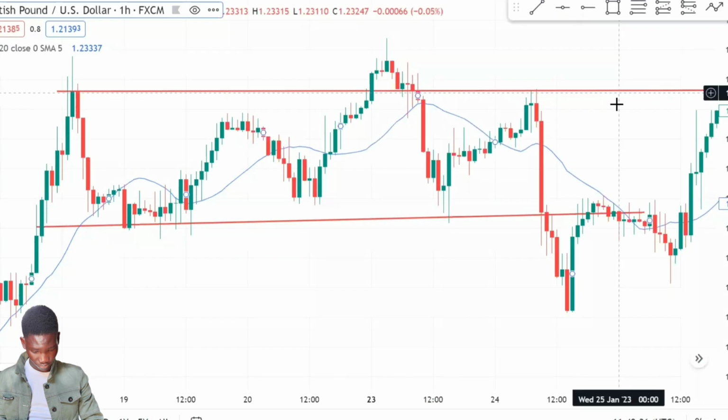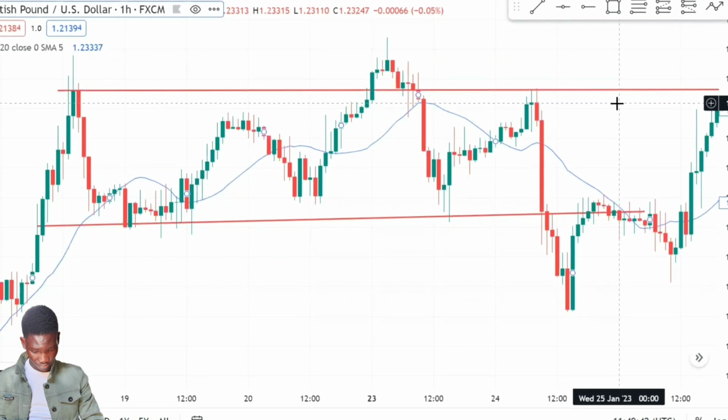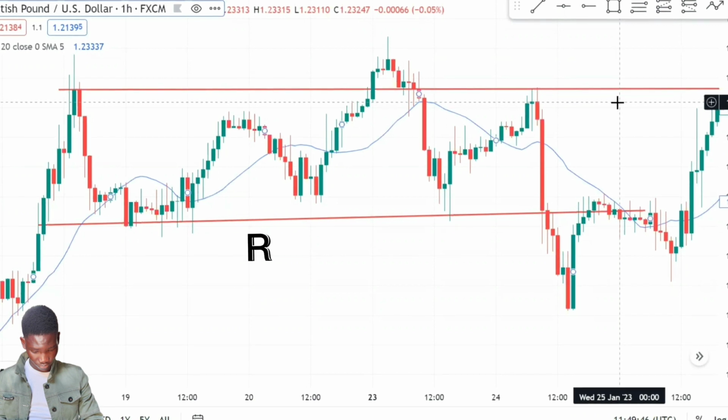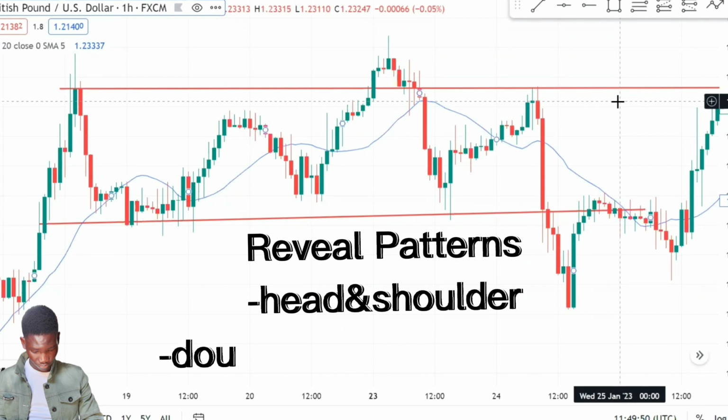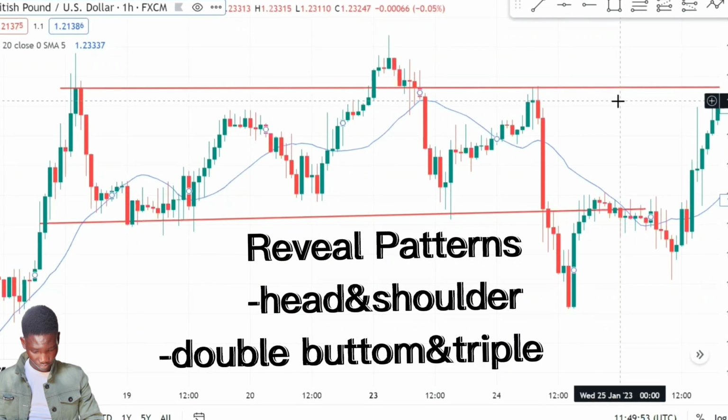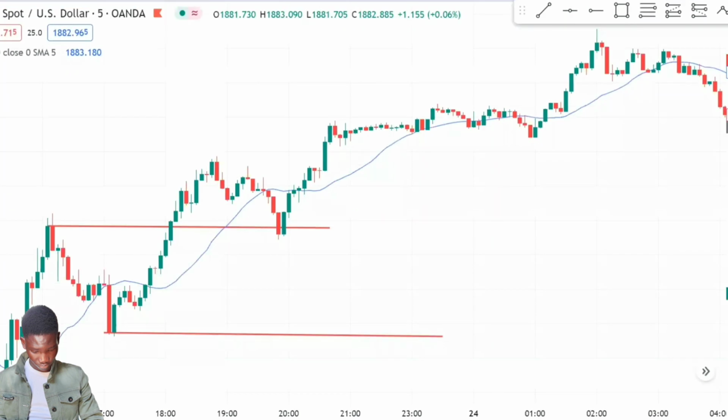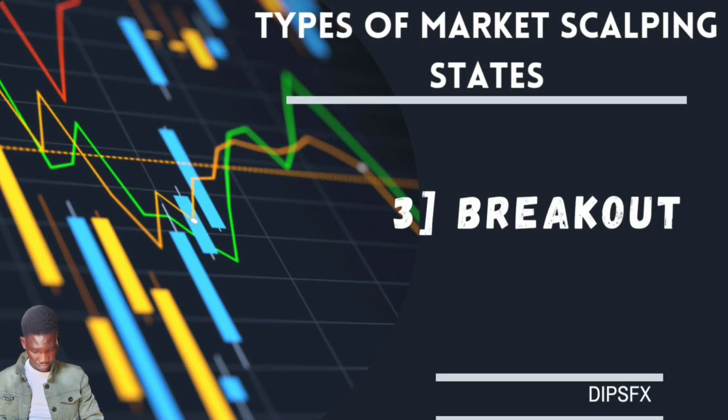Yeah, so basically there are different types of reversal patterns, but in this video we'll just be talking about the support and resistance pattern. Other types of reversal patterns include the head and shoulders pattern, the double bottom, and the triple top reversal pattern. So the third scalping state I'll be discussing with you guys is the breakout.